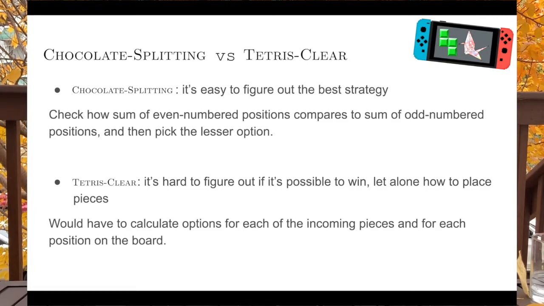For each Tetris piece that we get, there are so many options on where we can put the piece, and we can even rotate it before it settles down in the game board. In addition, the spots in which it can go actually depend on how we placed all of the previous blocks. So there's obviously a lot of complexity in Tetris, and that makes it harder than chocolate splitting.